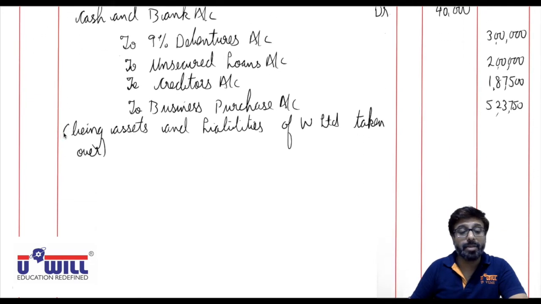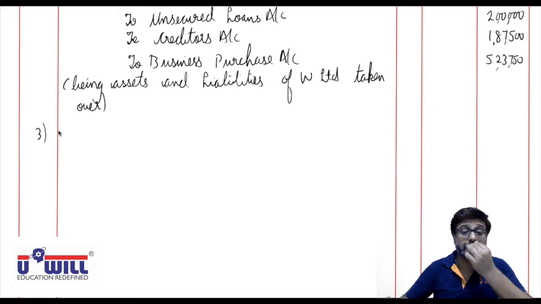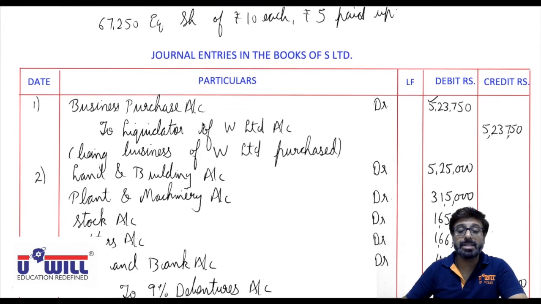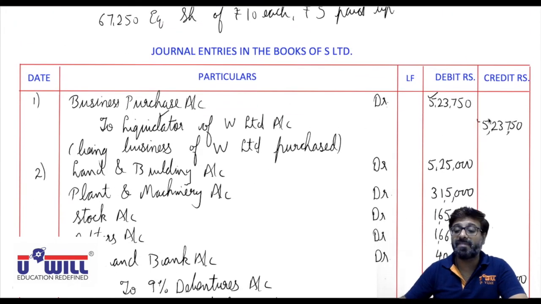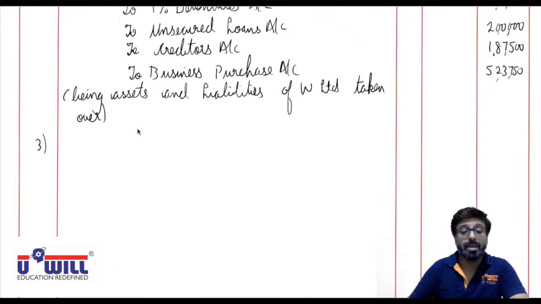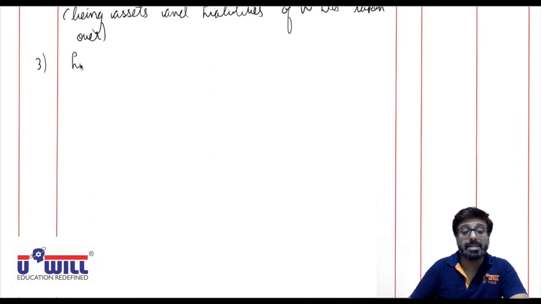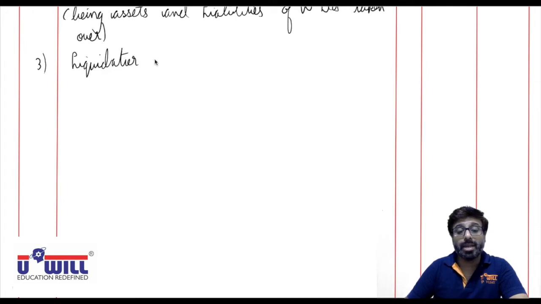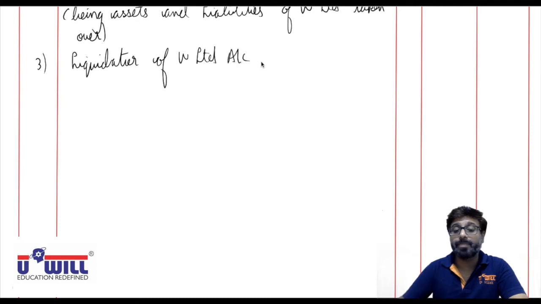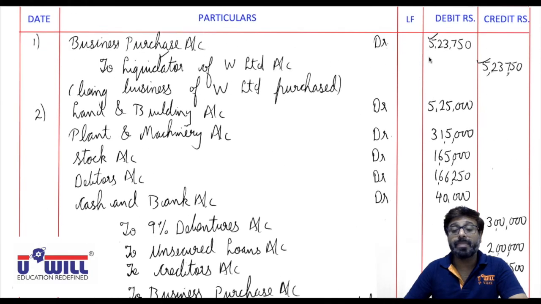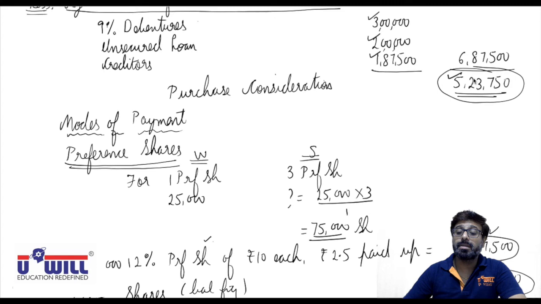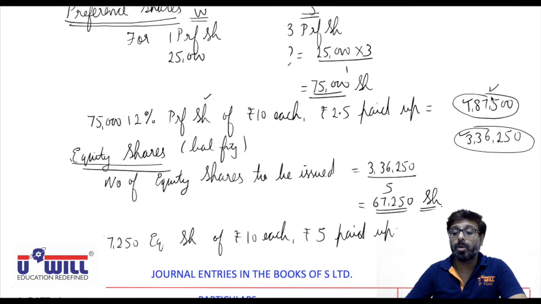Then third entry, settlement of purchase consideration. So first this liquidator of W we will debit with 523750. Liquidator is the receiver, debit the receiver. So liquidator of W limited account debit with 523750. Okay. Now what are we giving this for this 523750?